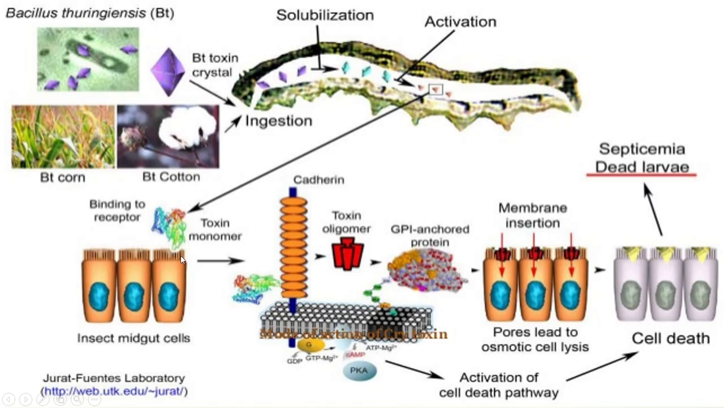Once this binding occurs, they start forming pores. Here you can see the pores being formed in the insect. Once these pores are formed, it will lead to osmotic cell lysis. When osmotic cell lysis occurs, it leads to cell death and then septicemia, and the larvae will finally die. So this is the mechanism of action of BT crystal protein toxin.